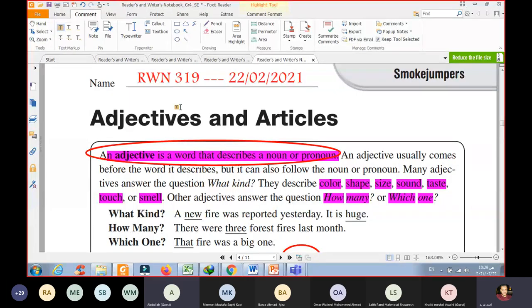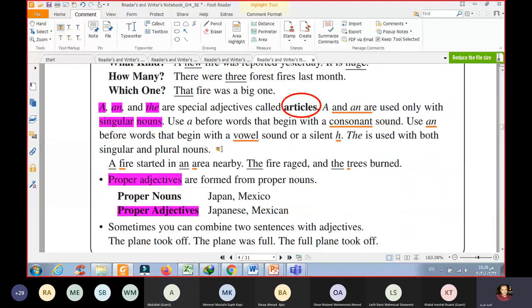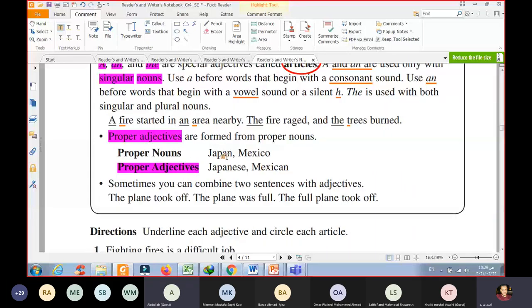Please don't interrupt me and just look at 319 and let's follow it, please. Proper adjectives are formed from proper nouns. Proper nouns, Japan, Mexico. Proper adjectives, Japanese, Mexican. Sometimes you can combine two sentences with adjectives. The plane.